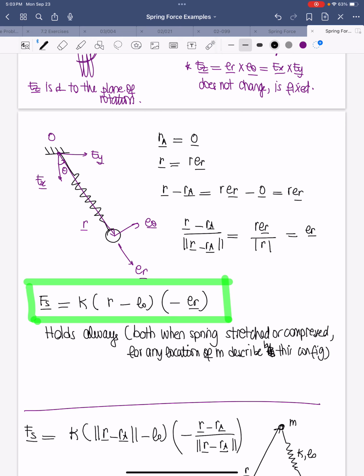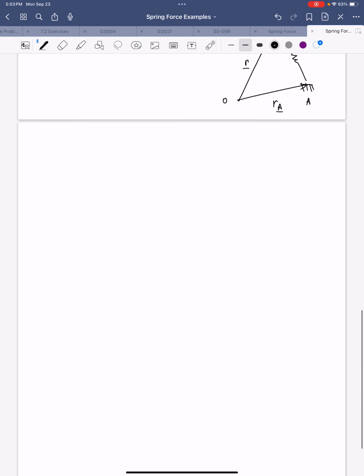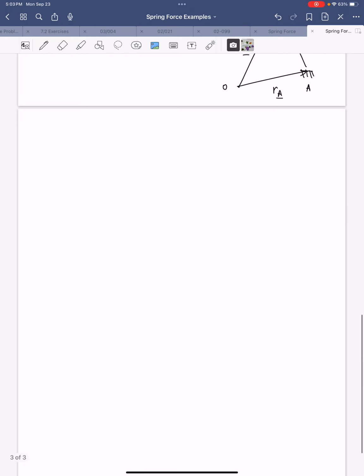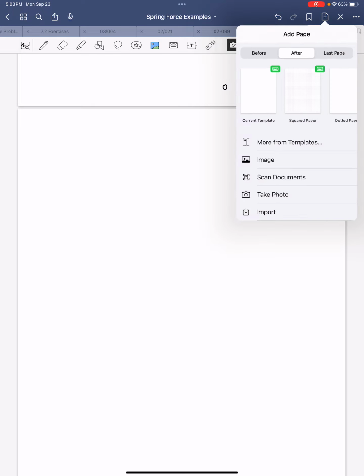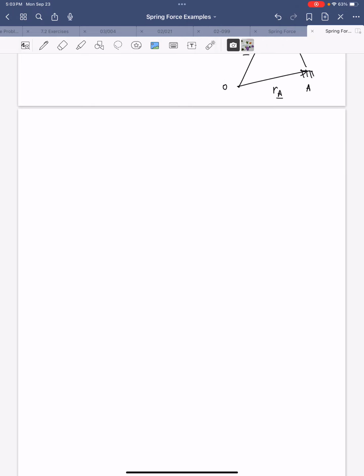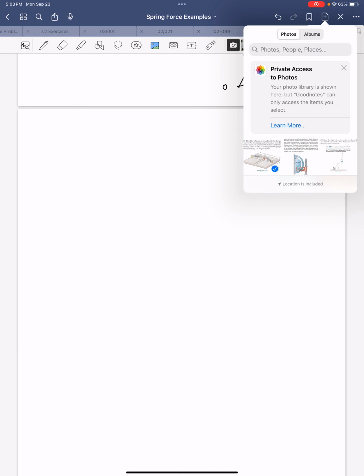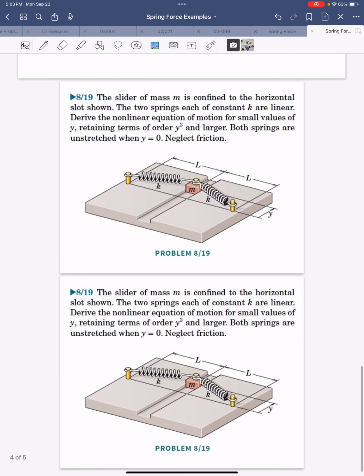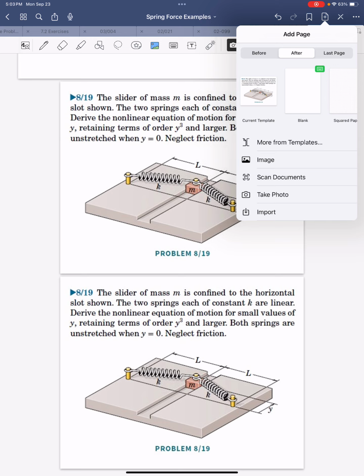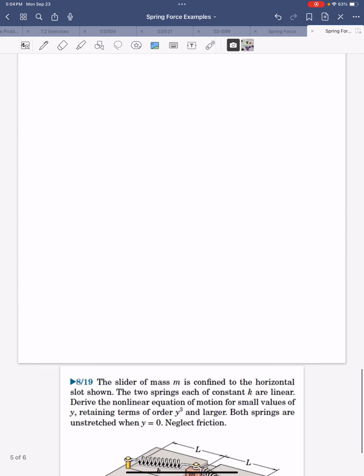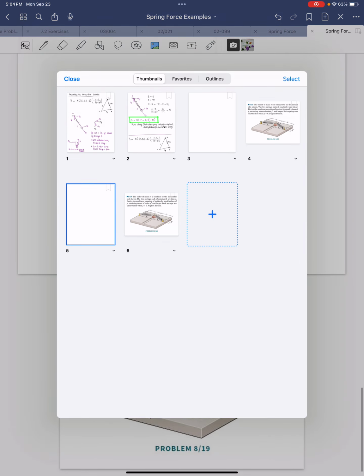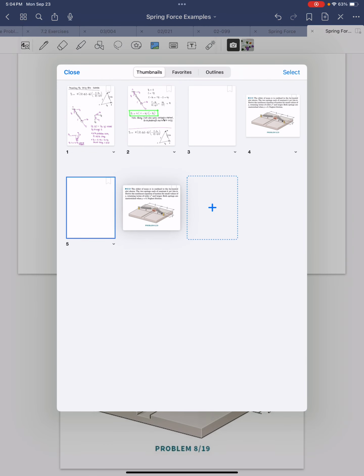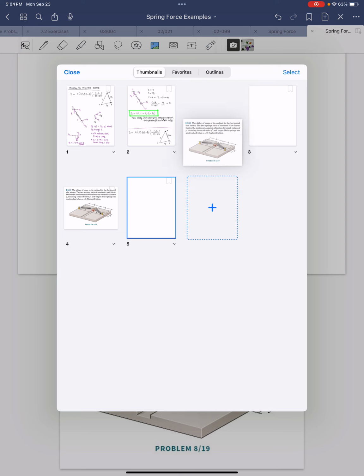Let us look at another example. Maybe, let me see, how can I insert this image. Okay, very good. And I need to add a blank page. Okay, very good. Just let us fix this up. Can we delete this page? Whatever.